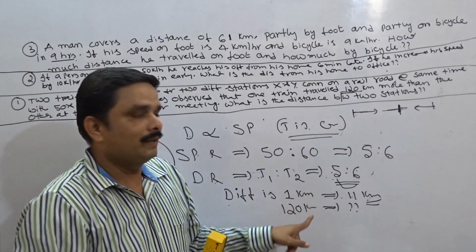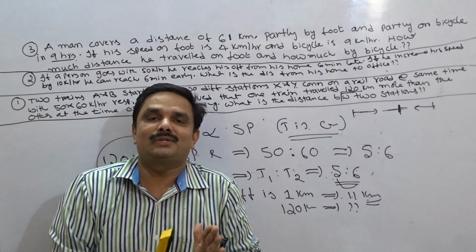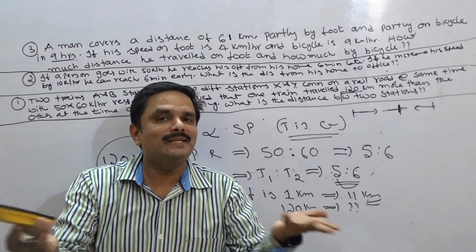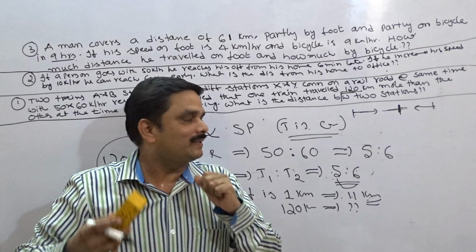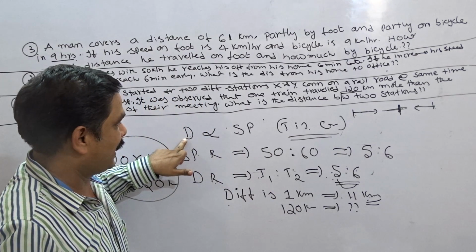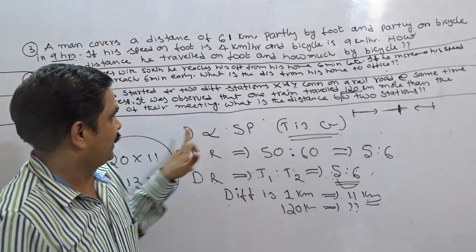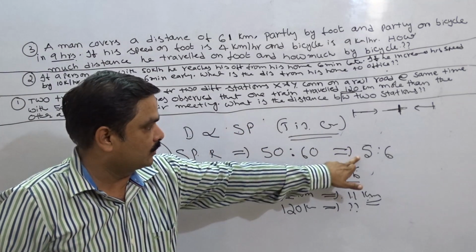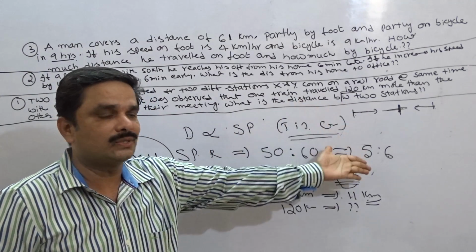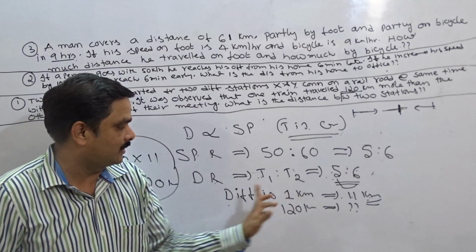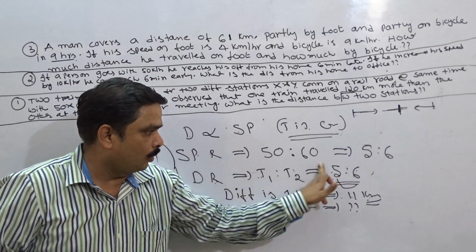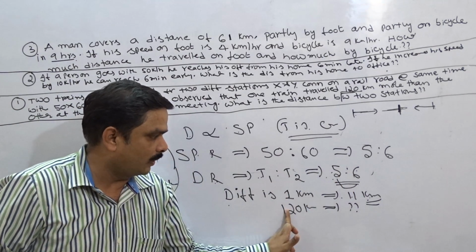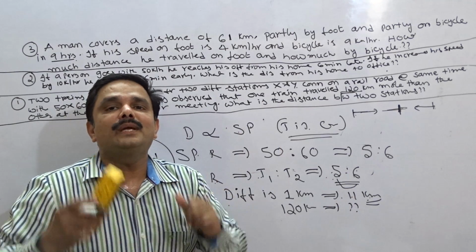Right, it took this much time for me to explain, but if you do this in a proper manner, maximum time for this question is 20 seconds. What is the technique here? When time is constant, distance and speed can be equalized. Speed ratio is 5:6, distance ratio is 5:6. What happens in this case? When the difference is 1, both travel for 11. Difference is 120, both travel for how many kilometers?